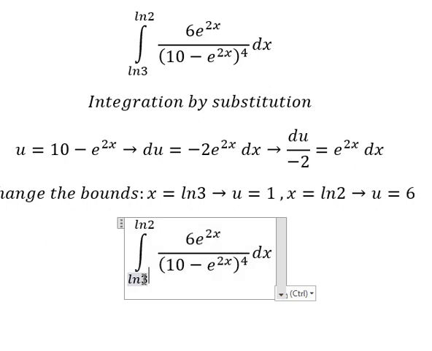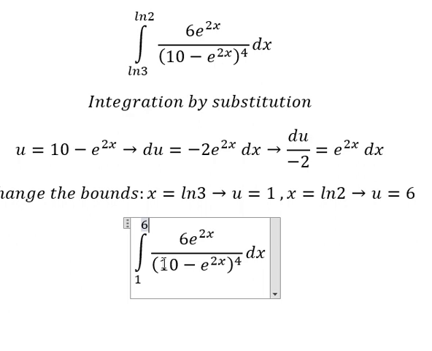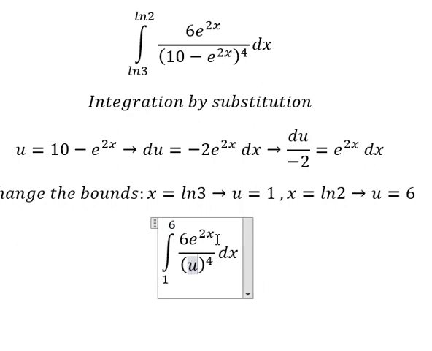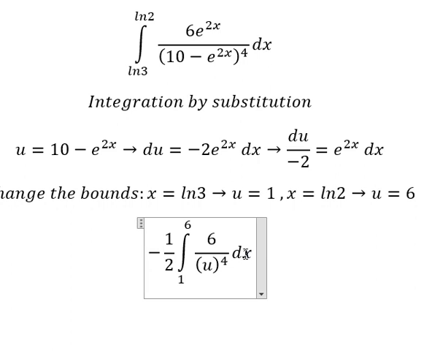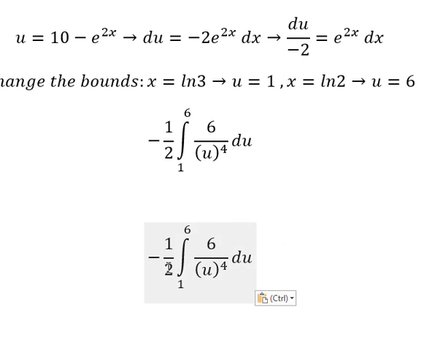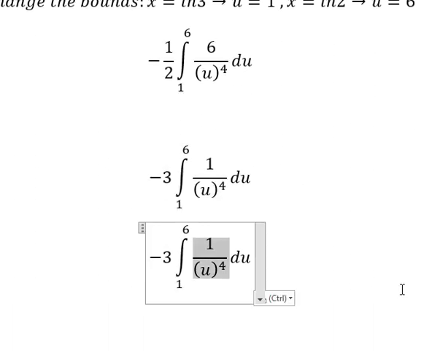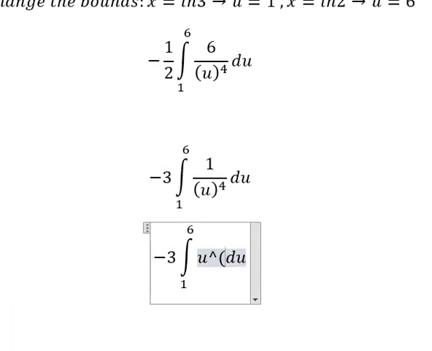So this one we change for number 1. This one we change for number 6. This one we change for u. This one we change for u over negative number 2. So number 6 divided by number 2, we have negative number 3. So this one, we put u to the power of negative number 4.